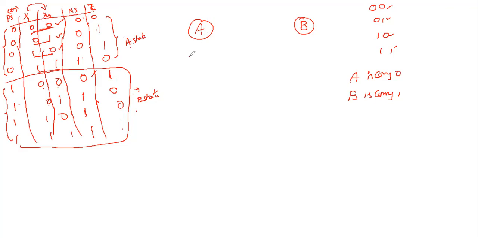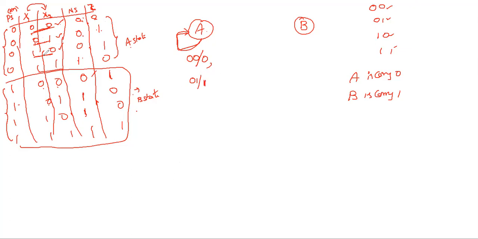For 0 0, what is the next state? 0 only. Means you are staying here only. What is the output? Output is 0. Okay. Now for 0 1, what is the next state? 0 only. You are staying here only. So put a comma. For 0 1, you are staying here only, but output is 1.